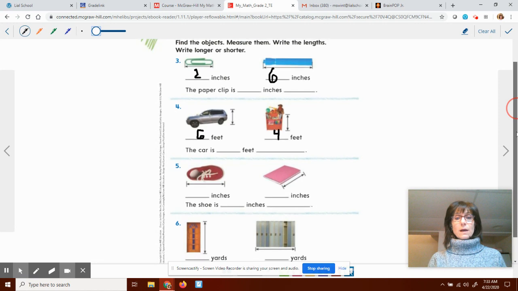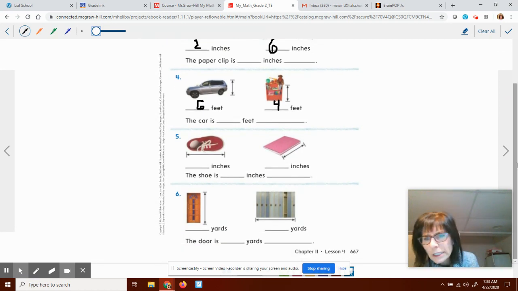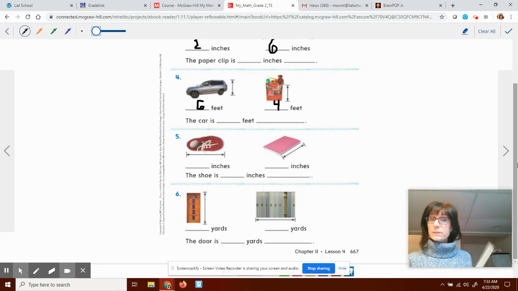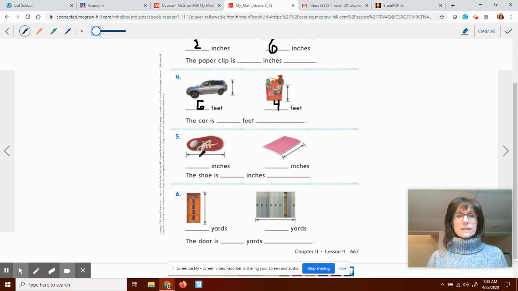Next is a shoe and a book. You probably have a shoe, so if you want to measure your own, go for it. Mrs. Swint's going to take her shoe, which doesn't smell too good right now. Let's check her shoe out. Well, her shoe from the bottom to the top, you guys, is about 11 inches. Don't you dare say I have big feet. Smelly, yes. Big, no.